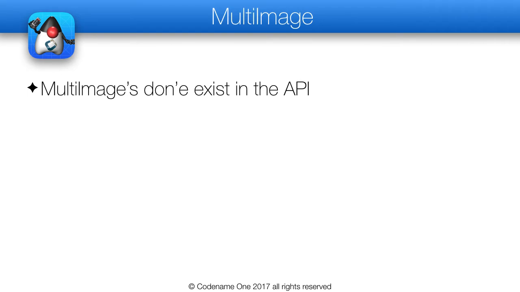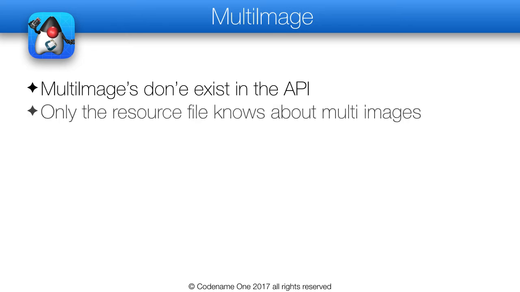Multi-images don't physically exist as a concept within the Codename One API, so there is no way to actually create them, and they are in no way distinguishable from encoded image. The only built-in support for multi-images is in the resource file loading logic, where the multi-image is decoded and only the version that matches the current DPI is physically loaded. From that point on, user code can treat it like any other encoded image.